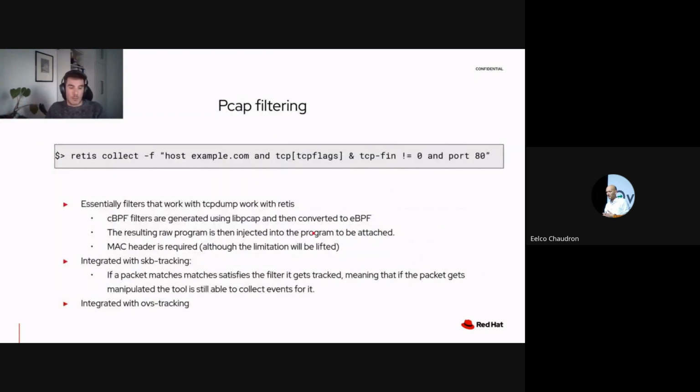And now we get to the most exciting capability, which is pcap filtering. Retis natively supports pcap filtering. You can write any expression you want using the well-known libpcap format, and Retis will compile that expression into cBPF, then eBPF, and insert it into the eBPF programs that we load. It is combined with SKB tracking. So even though a packet might not satisfy the filter on a specific event on a specific probe, if it did satisfy it before, when it satisfied it, we start tracking it. So we generate events of that same packet even when it no longer satisfies the filter, essentially.